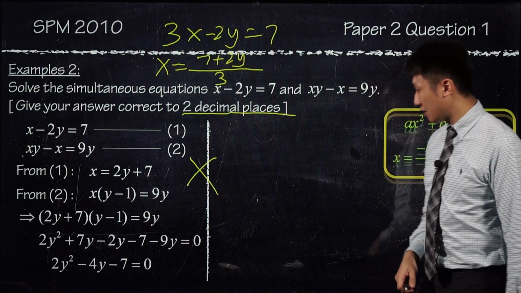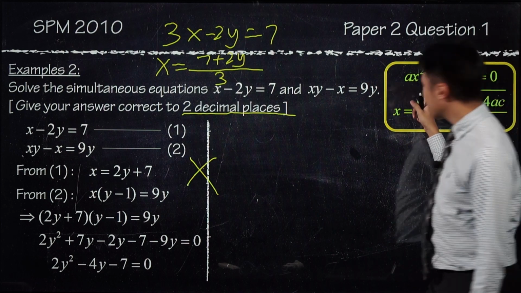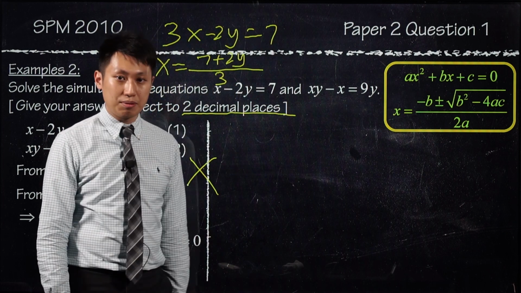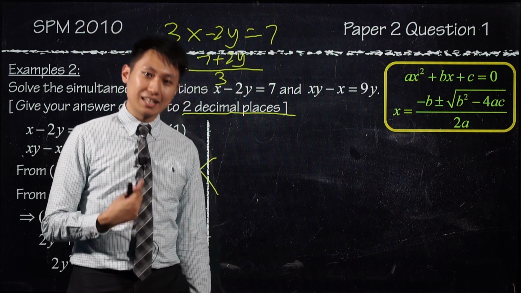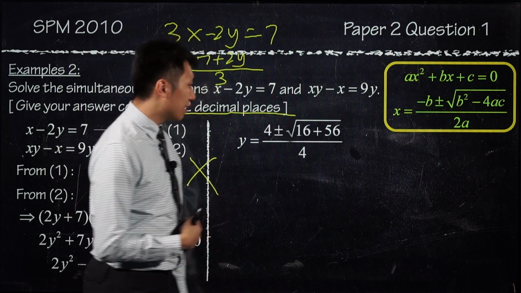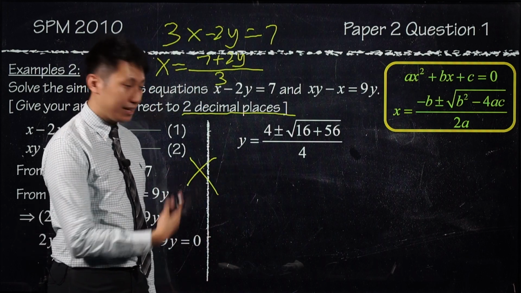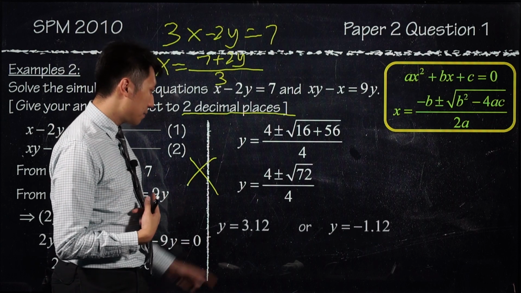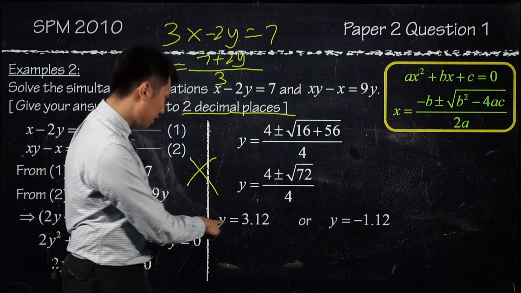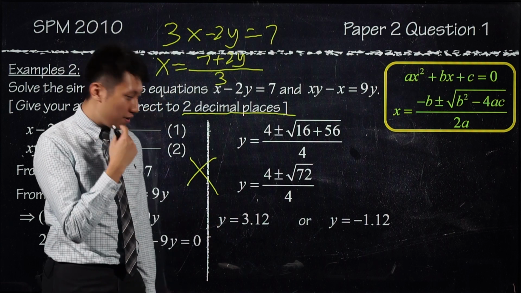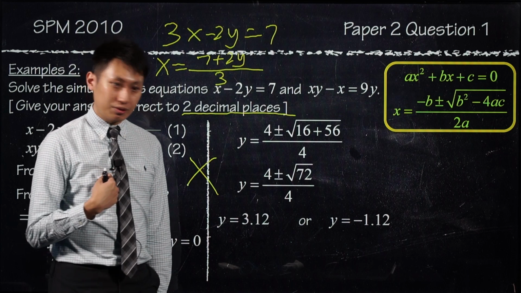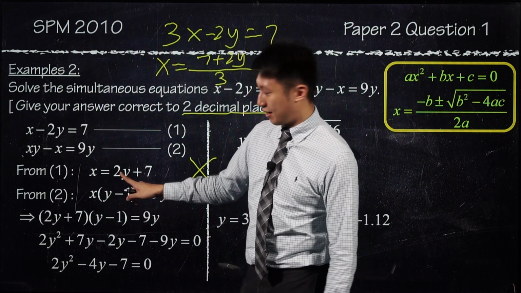Okay? So now, let's continue. We have this one, ax squared plus bx plus c equals 0. And your answer will be x is equal to negative b plus minus square root of b squared minus 4ac, divided by 2a. Okay? Next. Solve. Plug it in. Press calculator. Got this one. And then, I have 2 things. One is y equal to 3.12, and the other one is y equal to negative 1.12. What do I do? I put this one back into here.